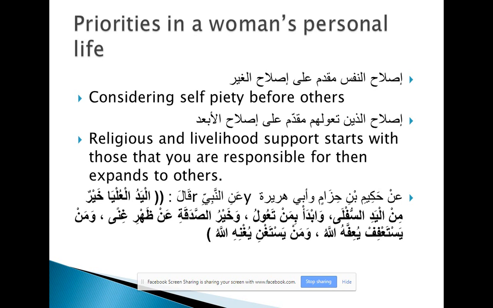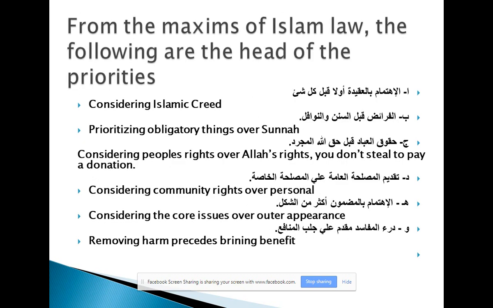Of course, the Prophet ﷺ said, "Start with those you are responsible for." In other words, whether it's religious or even financial support, it starts with your own family first, and then expands to others. You don't donate if your own family is in need. Again, this is just really fast, okay? From the maxims of Islamic law: considering Islamic creed, we mentioned that one, prioritizing obligatory over sunnah, considering people's rights over Allah subhanahu wa ta'ala's rights. You don't steal to pay for a donation.